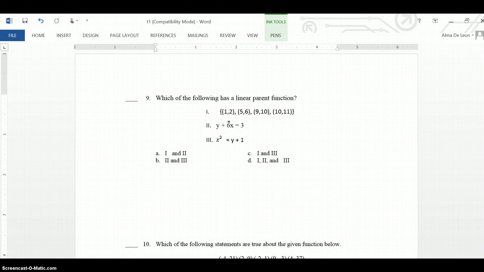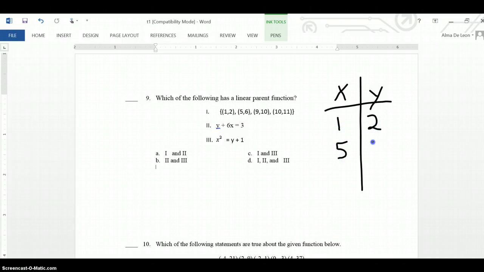Number 9. Which of the following has a linear parent function? So we have to start with number 1. Since we're given points, we have to start by making ourselves a table. I have 1 and 2, 5 and 6, 9 and 10, and 10 and 11.